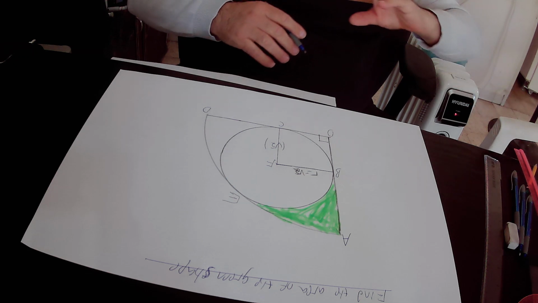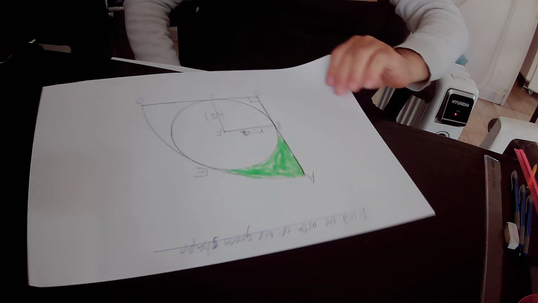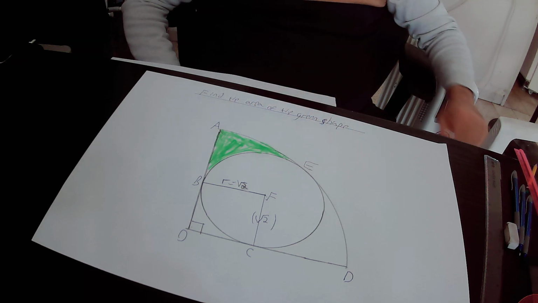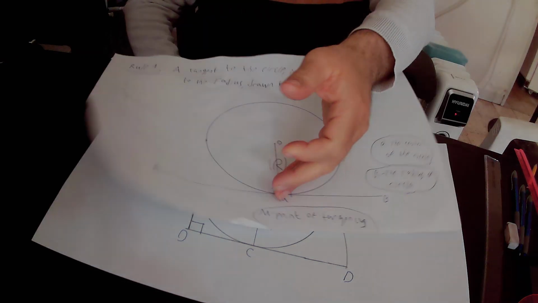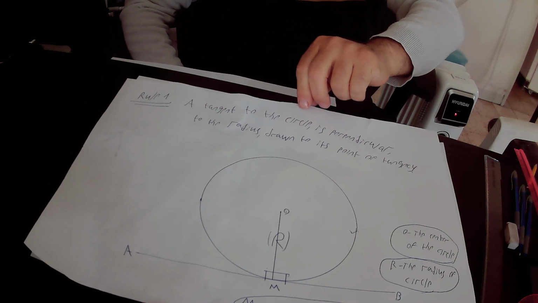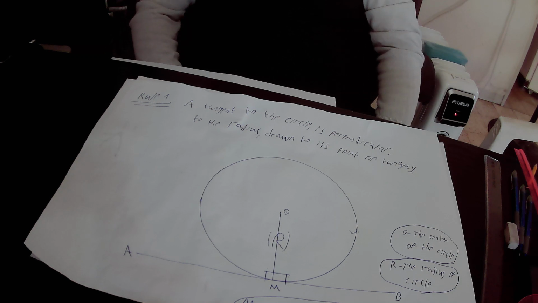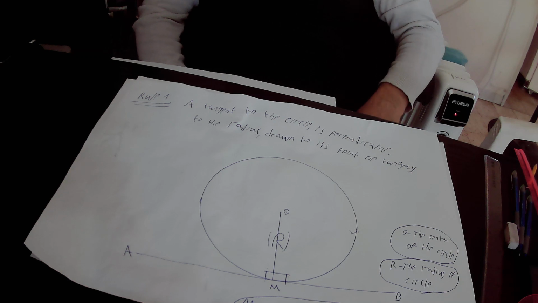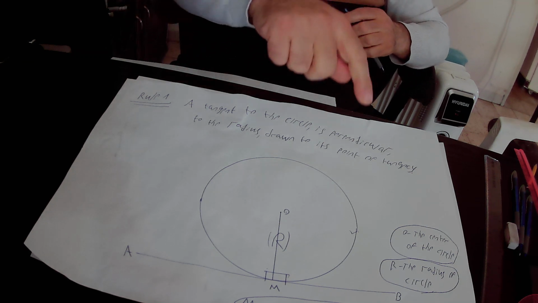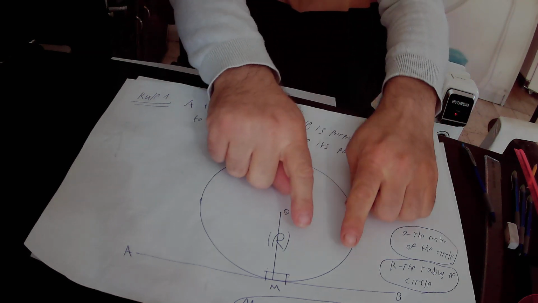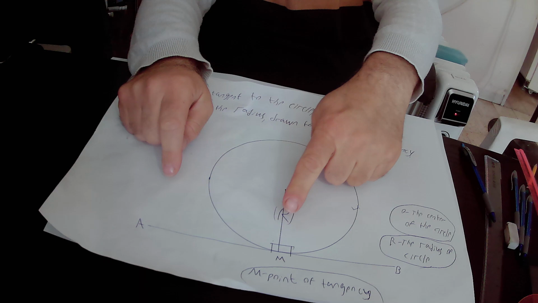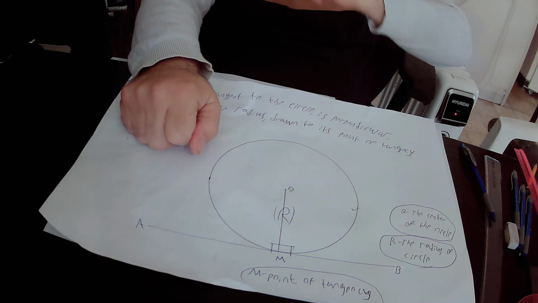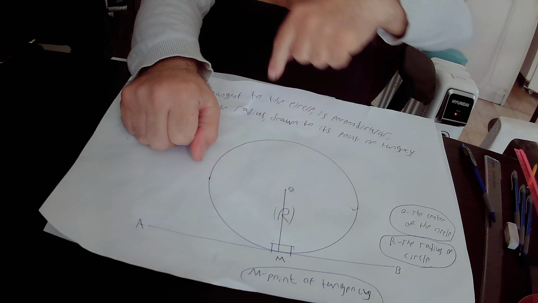We can implement in our drawing here rule 1. I'll remind you quickly what rule 1 is. According to rule 1, a tangent to the circle is perpendicular to the radius drawn to its point of tangency. In the drawing we have a circle and we also have this tangent AB that is tangent to this circle at this point, point M. Point M is the point of tangency of tangent AB with this circle.